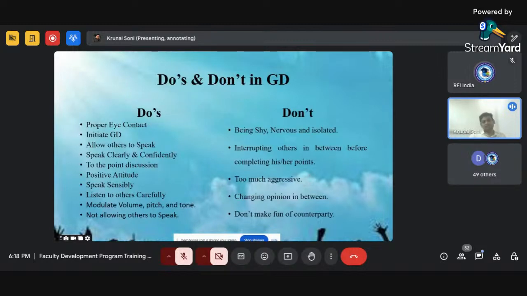So, do's and don'ts. During the group discussion, the do's: proper eye contact is a must. If you don't have it, it is called shyness, nervousness, and isolation.